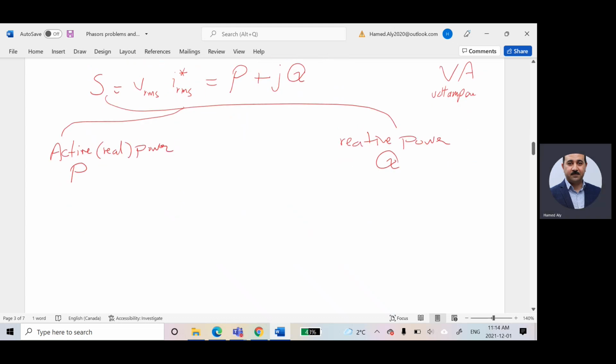P is equal to what? The unit for P is watts. And the unit for Q is volt ampere reactive. Now, what's P? P actually is equal to the magnitude of V RMS times the magnitude of I RMS times cosine the angle of the voltage minus the angle of the current. This guy is the voltage angle, and this guy is the current angle.